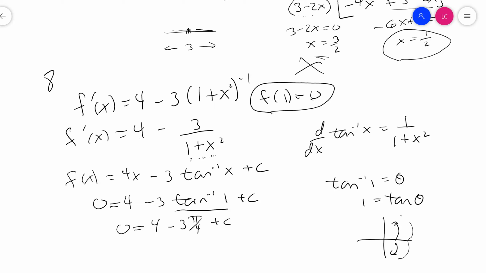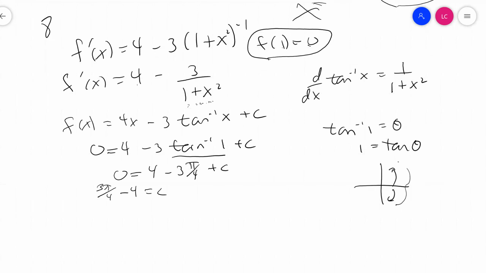So this is equal to 0. Okay, so now I can subtract this over. So I get 3 pi over 4 minus 4 is equal to c. So remember, c is not the answer. The answer is what is the function, so that when I take the derivative of it, I get that with this initial condition. So that's the answer. All right, so that was number 8.